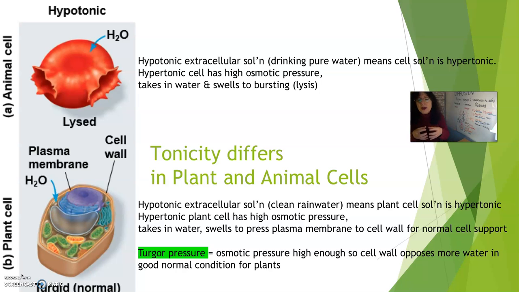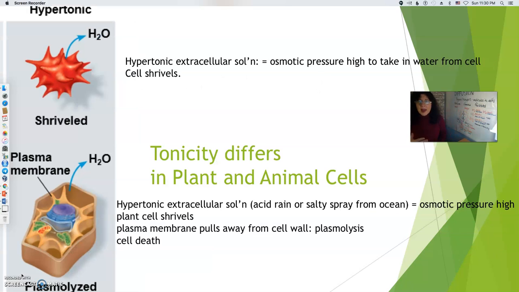And that is what we call turgid pressure for a healthy plant cell. That's what we want to see. We want to see turgor pressure within the plant cell. It means that the plant cell wall is pushing back. No more, please. No more. We're full.